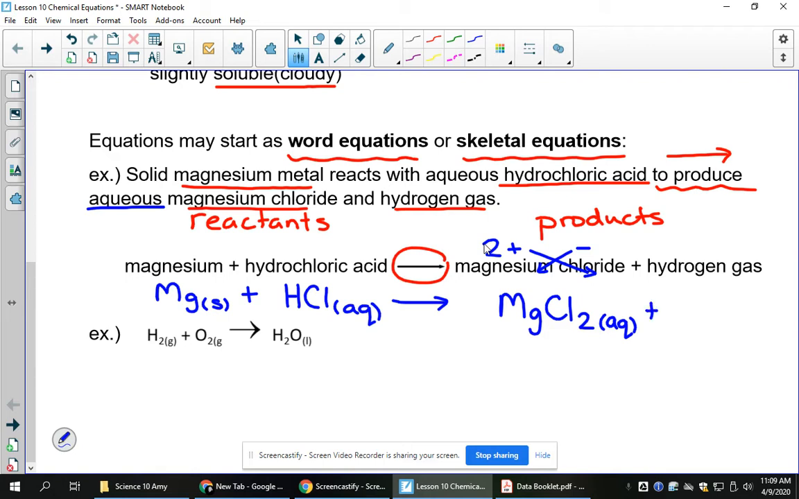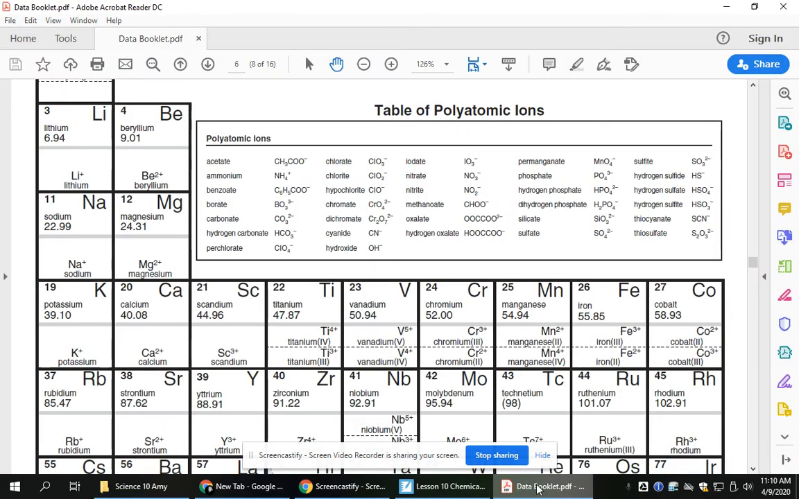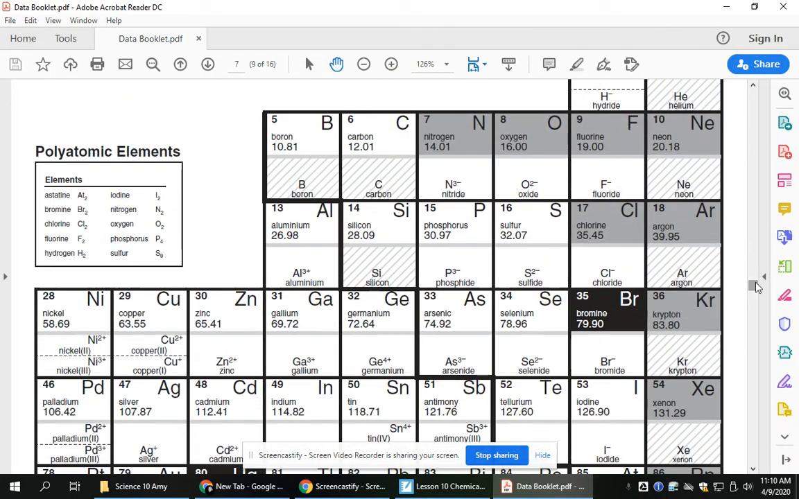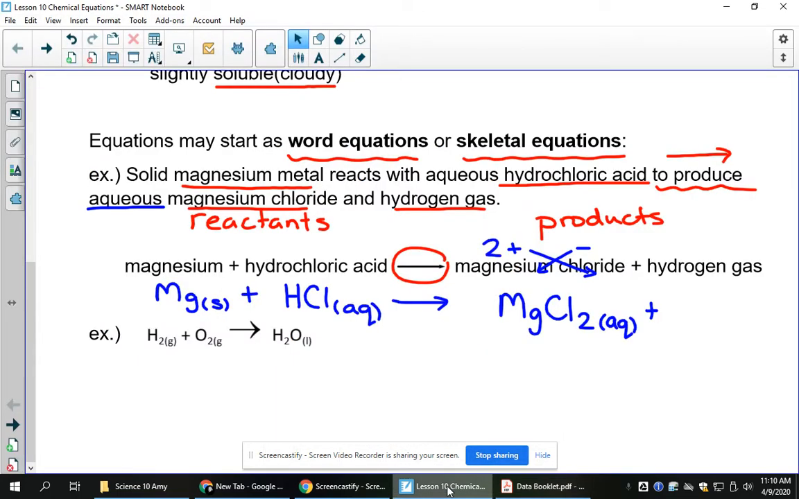Last thing we're creating in our product side is hydrogen gas. Now, if you go back to your periodic table, hydrogen is one of those elements that shows up in this tiny polyatomic element box. So when you look at hydrogen there, if you have hydrogen by itself, which we do, hydrogen gas, they always come in groups of 2. So you're not going to just write an H. You'll have to write H2 gas.